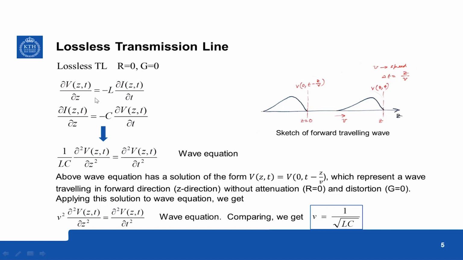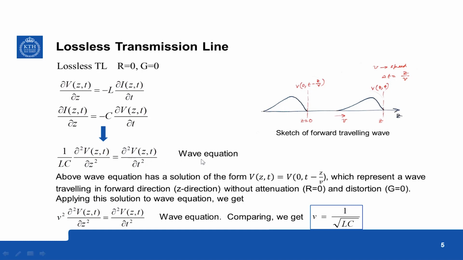So you can manipulate these two equations by taking the second derivative and substituting one into the other, which you can do at home and see that it is true. Then you will get the wave equation, a second order differential equation. Here it is 1 by LC, second spatial derivative of voltage, second time derivative of voltage.